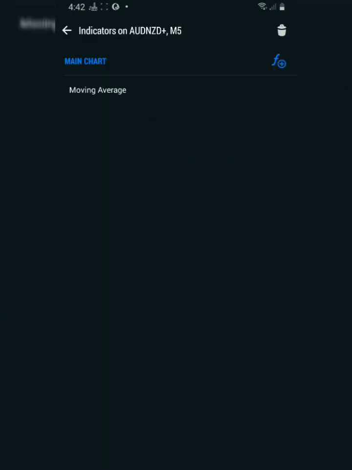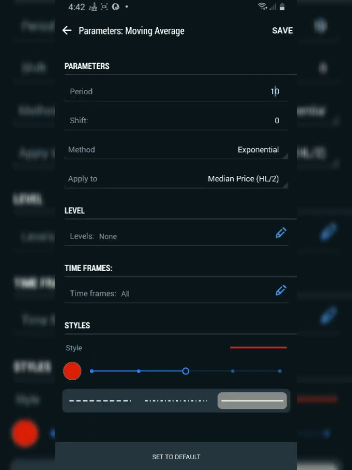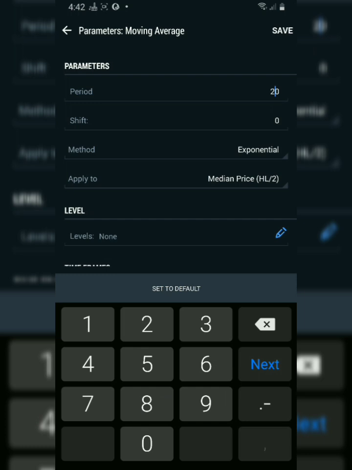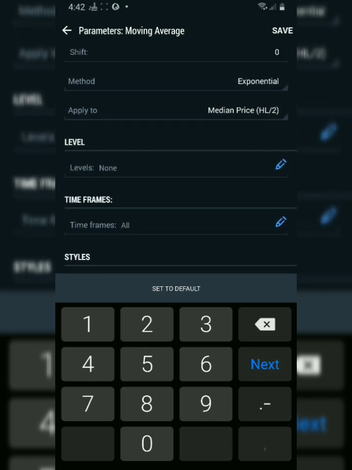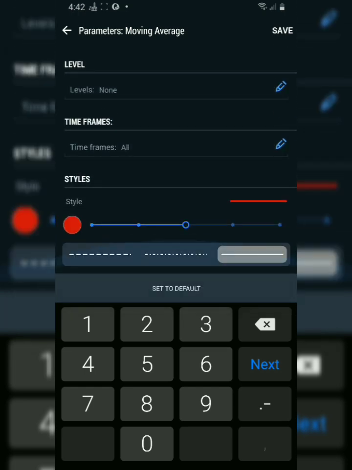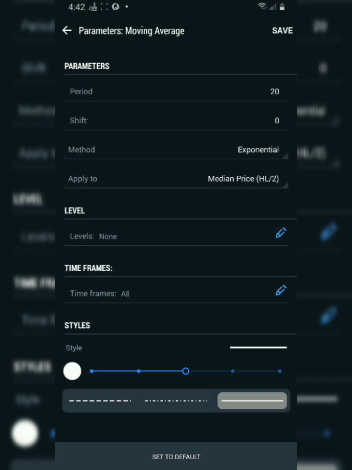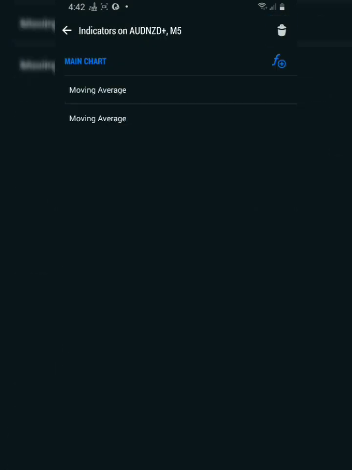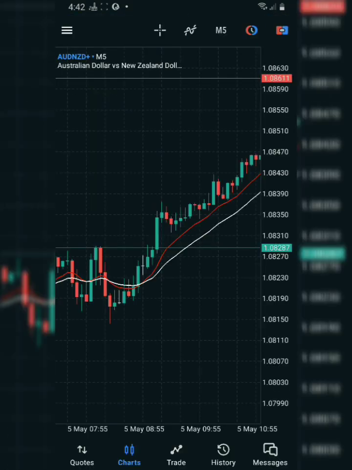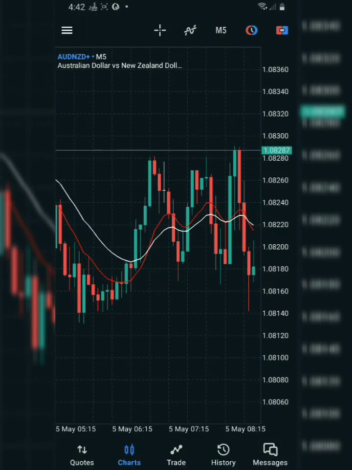You have two moving averages in this strategy. The second moving average is also an exponential moving average. Period 20, median price, leave it as it is, and I'm going to put the color at white. Good. Click on save and go back to the chart, you see it. So this is how the strategy works. It's very simple, right? In case of a buy signal, this is how you trade.